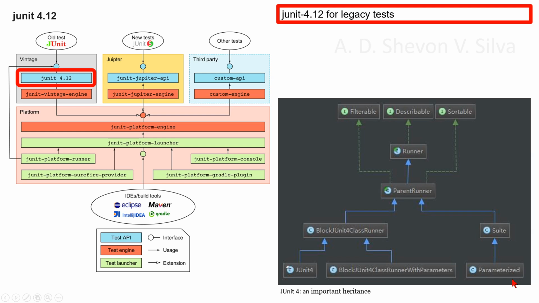Class Parameterized in org.junit.runners. The custom runner Parameterized implements parameterized tests. When running a parameterized test class, instances are created for the cross product of the test methods and the test data elements.